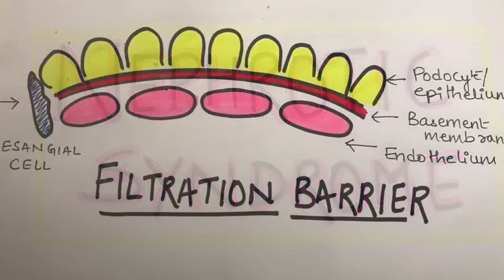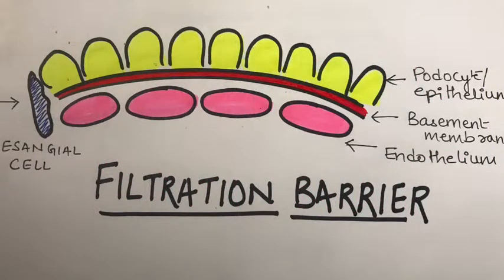Now, let's take a look at this diagram. It has about 4 components. So the first component is the endothelium, which is in pink. Then we have the basement membrane, which is in red, and then we see the podocyte, which is in yellow. But all these 3 structures are glued together by a blue stuff called the mesangium. It holds the 3 layers together.